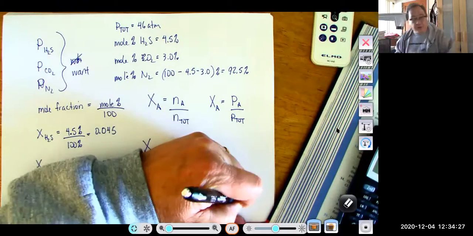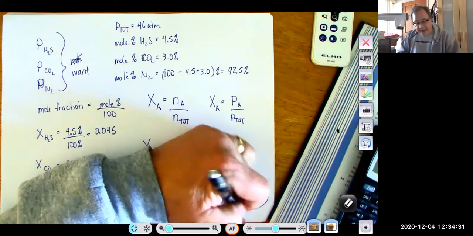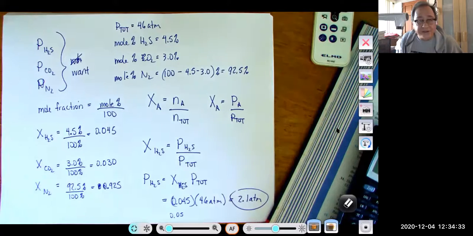And we don't get 2.2, we get 2.1 ATM. And that is the partial pressure of H2S. If you're okay with that, give me a thumbs up.